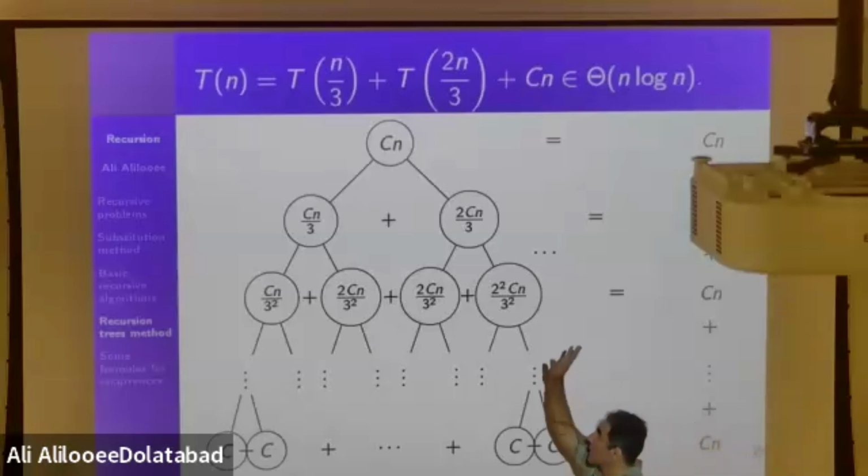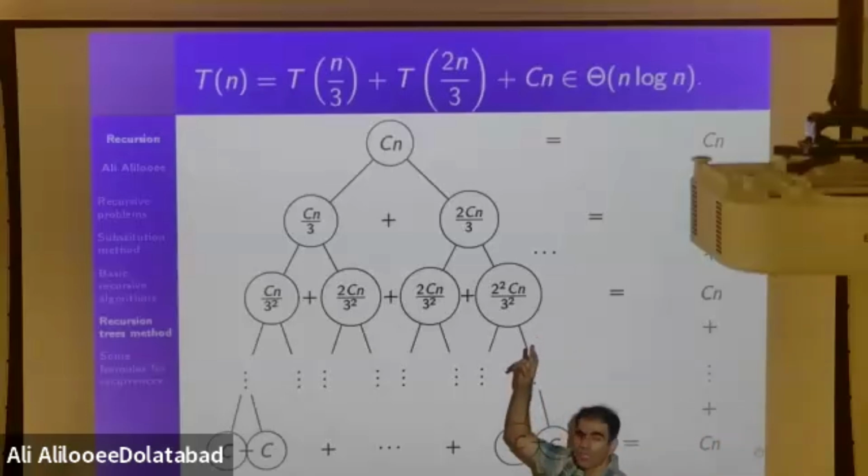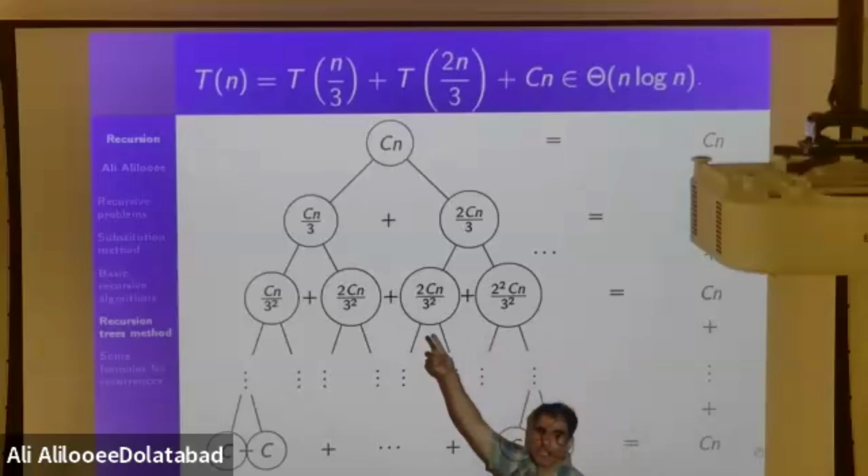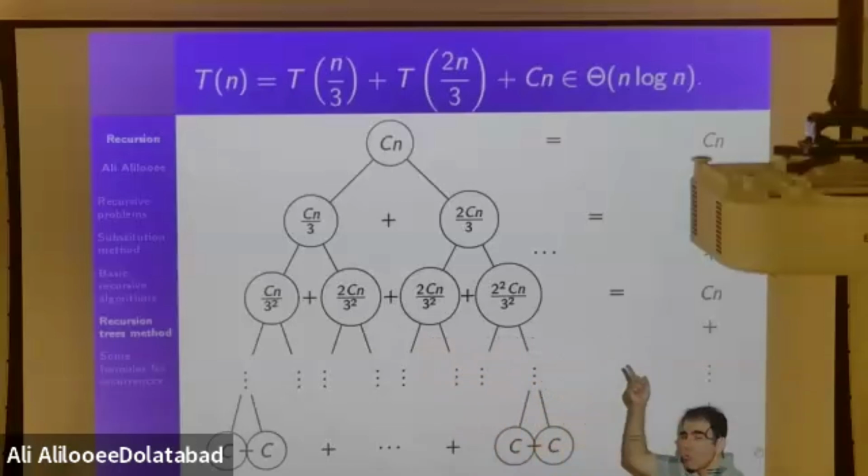One more time. The parent here has the cost cn. When you want to find the cost of the children, you replace n of the parent with n/3 and 2n/3. If you replace n with n/3, you will get cn/3. If you replace n with 2n/3, you will get 2cn/3. Make sense? Questions?